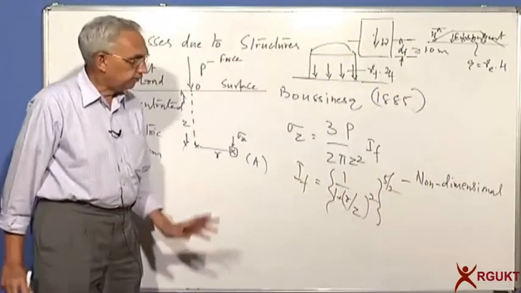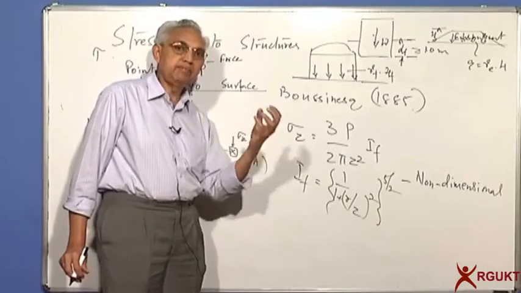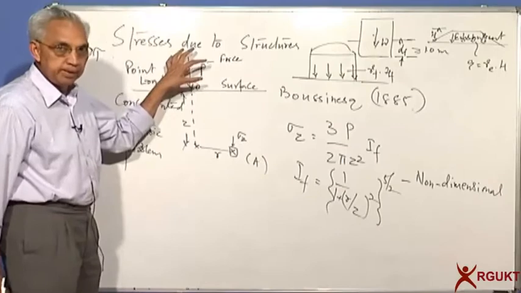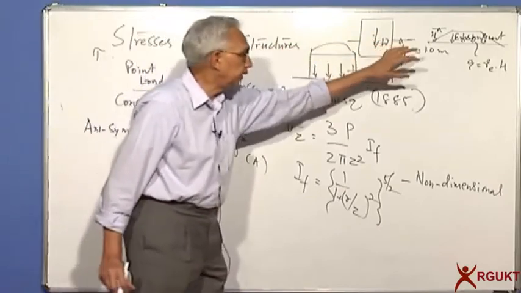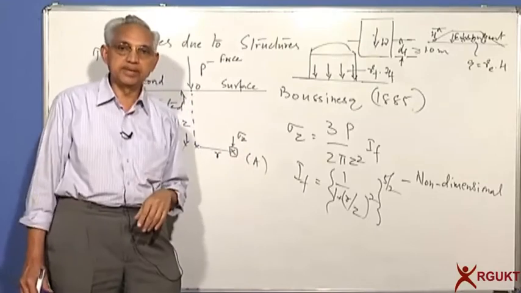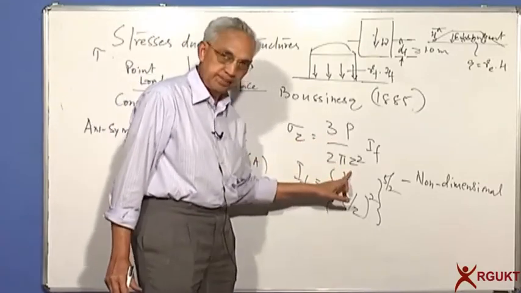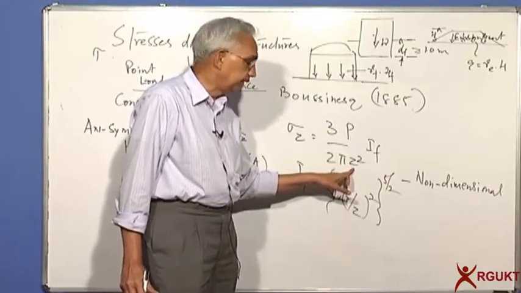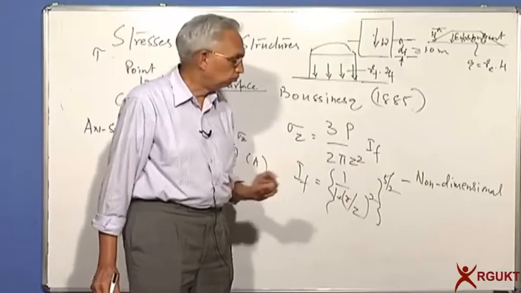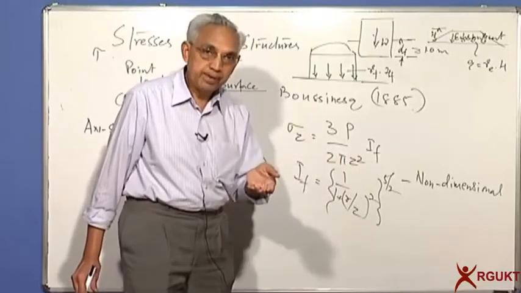What you can notice very interestingly is sigma z, the increment in vertical stress due to structure. This could be the weight of the building, weight of the embankment, or the weight of the tank, whatever it is you are considering. You will find that the force divided by the square of the distance, which is z square, into some influence coefficient. As z increases, it is to the power of depth.